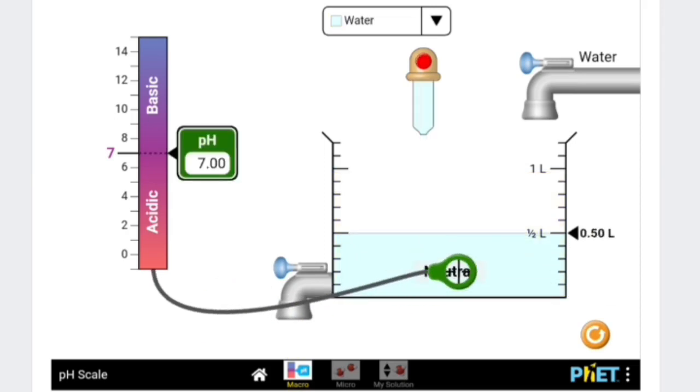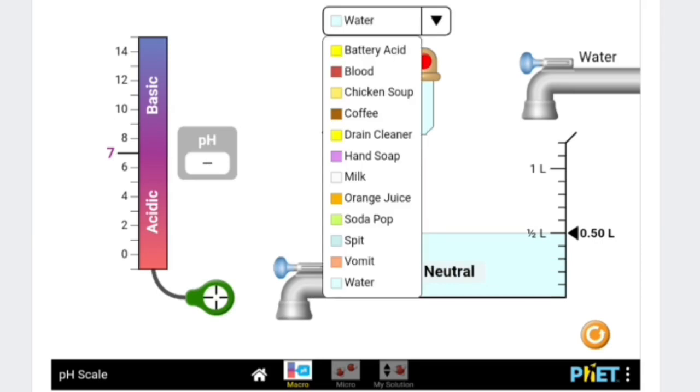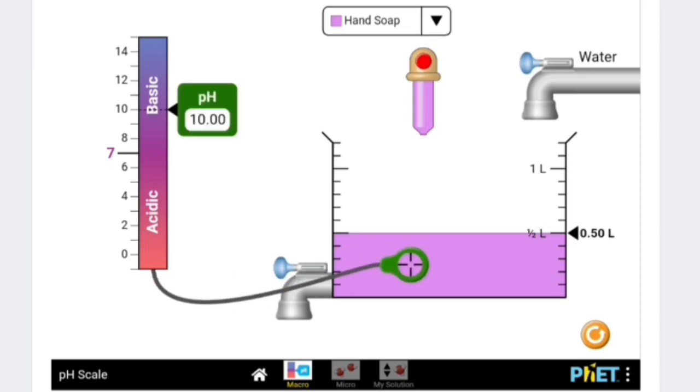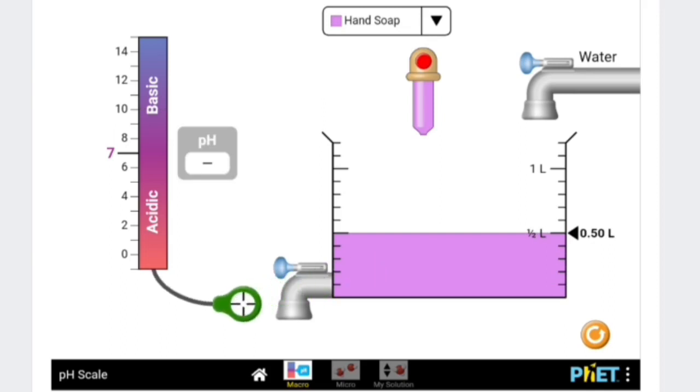So I'm just going to take it back to water. We're going to change the solution to water. Of course, we know that water's pH is 7.0, meaning that it is neutral. Let's test another substance which contains a base. Let's test this hand soap. Hand soap has a pH of 10.0.